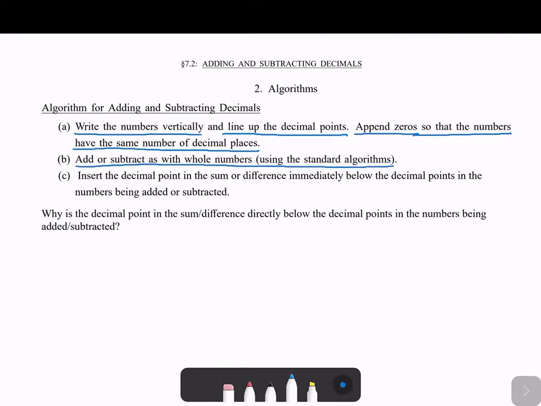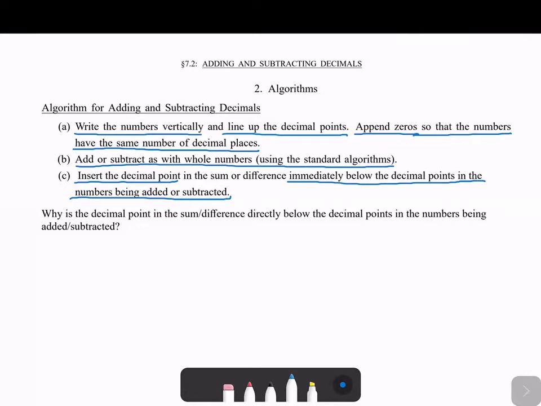And then lastly, we insert the decimal point in the sum or difference immediately below the decimal point. This essentially says carry the decimal point down to the same spot. So insert the decimal point immediately below the decimal point in the numbers being added or subtracted. It'll just go straight down. Okay, so this is all pretty standard. This is definitely something that you should know how to do at this point in your life.